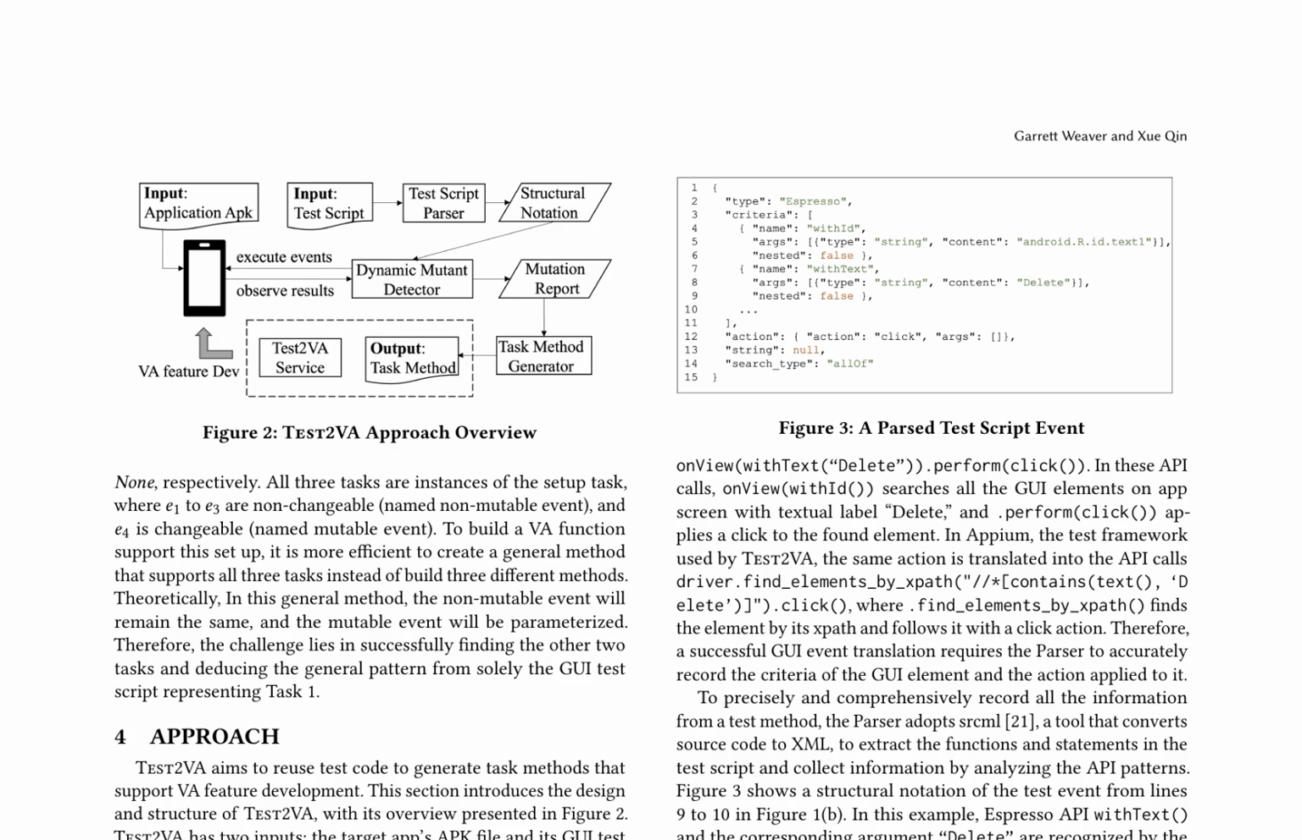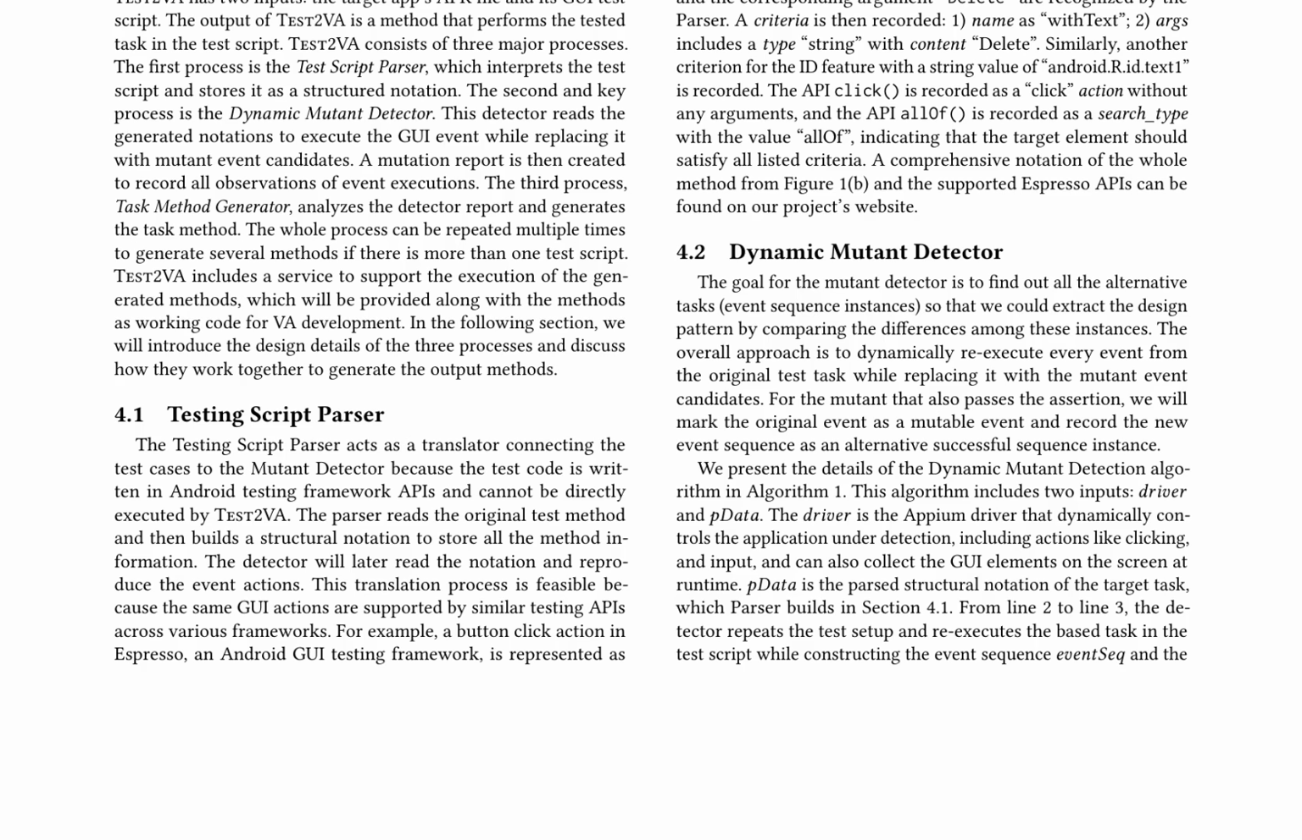The dynamic mutant detector identifies mutable events and records new event sequences as alternative successful sequence instances if the mutant passes the assertion. This process enables the detection of multiple successful event sequences, which is crucial for generating task methods that support VA feature development. The task method generator analyzes the detector report and generates the task method. This process can be repeated multiple times to generate several methods if there is more than one test script.